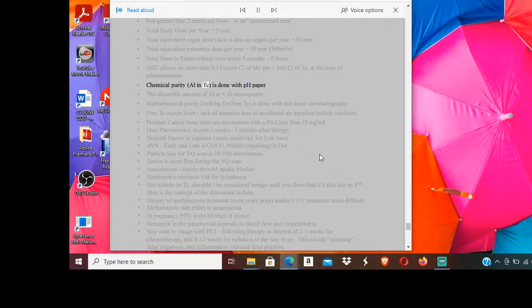Chemical purity, Al in TC, is done with pH paper. The allowable amount of Al is 10 micrograms. Radiochemical purity, looking for free TC, is done with thin layer chromatography. Free TC occurs from lack of stannous ions or accidental air injection, which oxidizes.